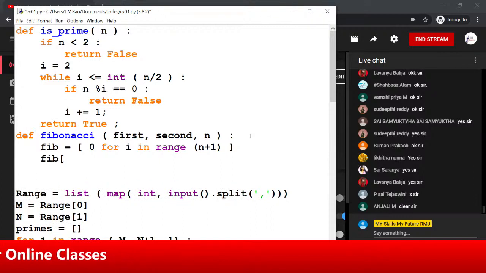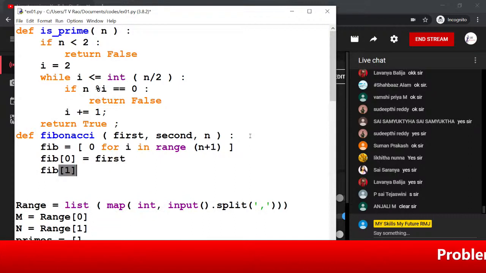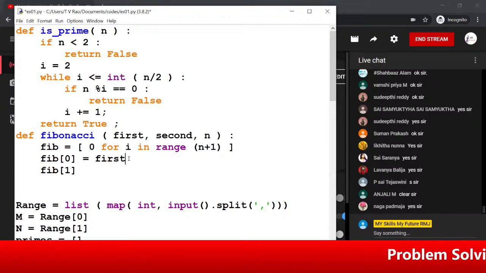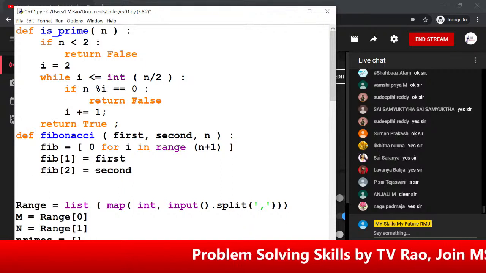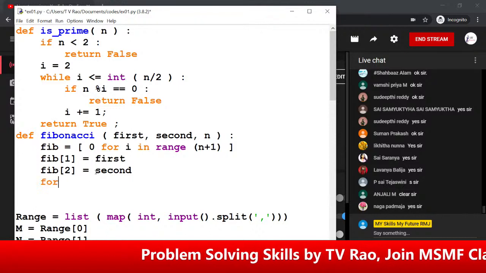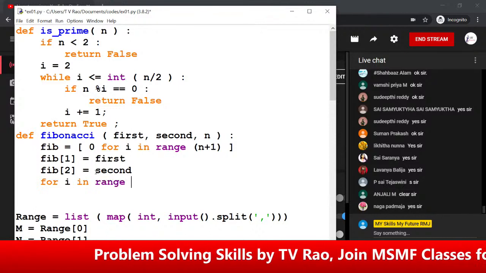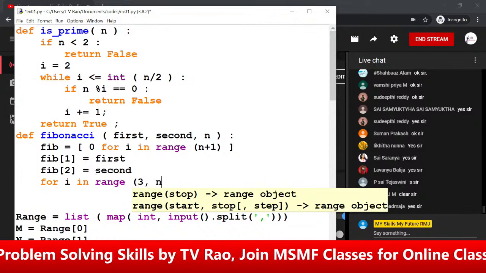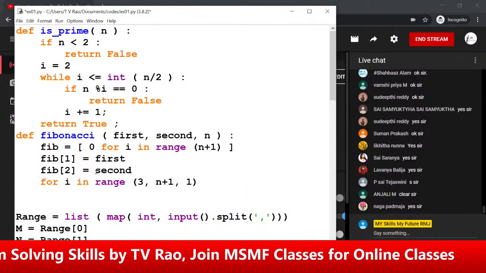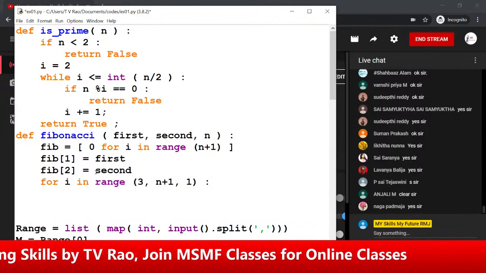Now fib 0, that is first term, is first. Now fib 1, let us do one thing. Let us start from the first term. Fibonacci second is second. What is Fibonacci 0? 0. Now for I in range, you already have the first term, you already have the second term. Now you need terms from third, from third term to nth term. So you should go up to n plus 1. Is this clear?